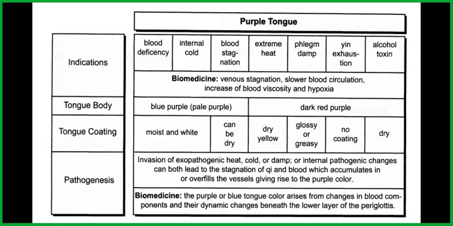And the pathogenesis for all of these indications is invasion of exopathogenic heat, cold or damp, or internal pathogenic changes, which can both lead to the stagnation of qi and blood, which accumulates or overfills the vessels, giving rise to the purple color.